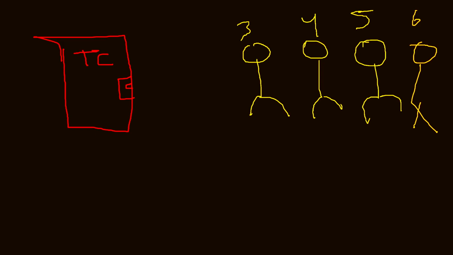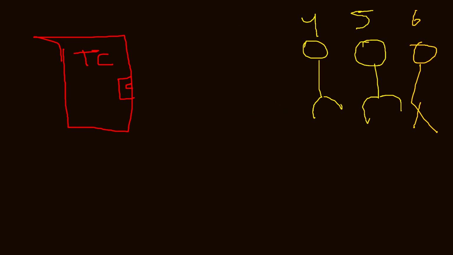But whenever we want to remove a person, who will be removed first? The person who came first in the queue. Person three came before person four, right? So person three will buy the ticket and move out of the queue.